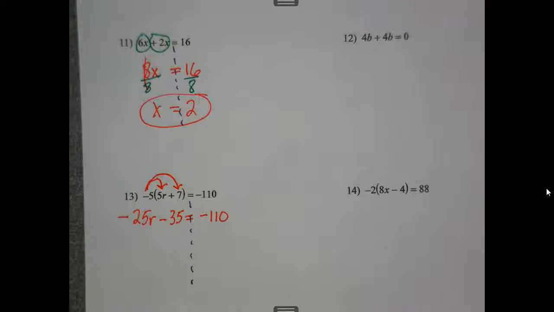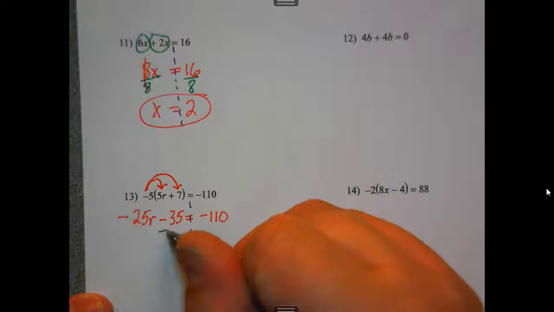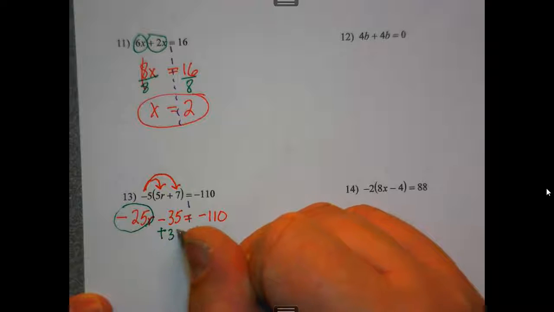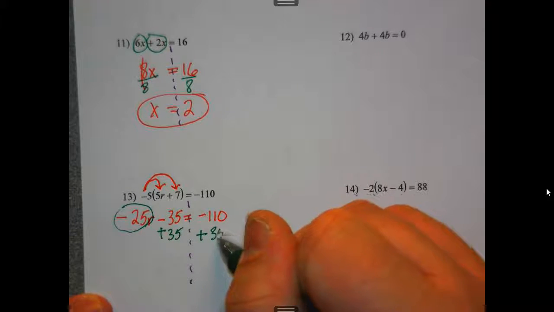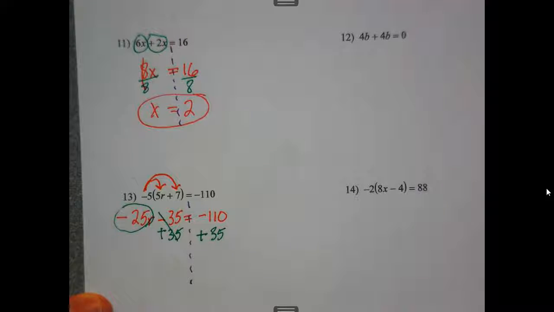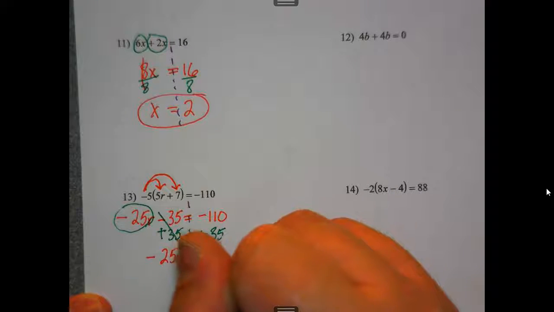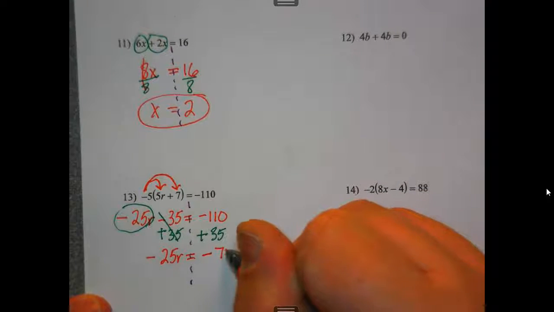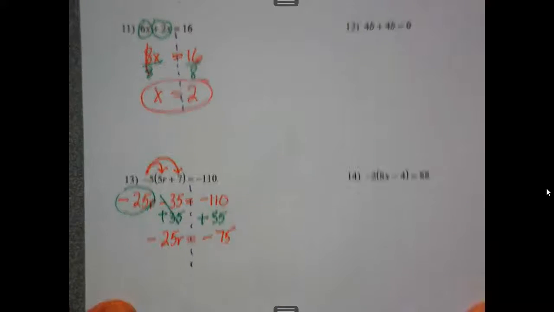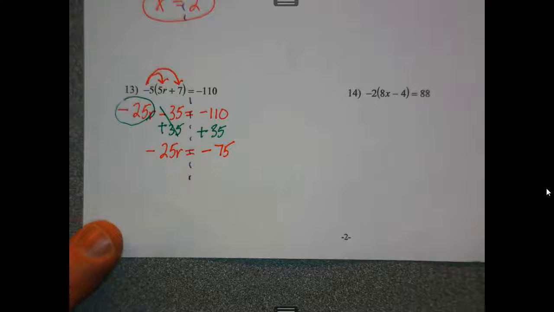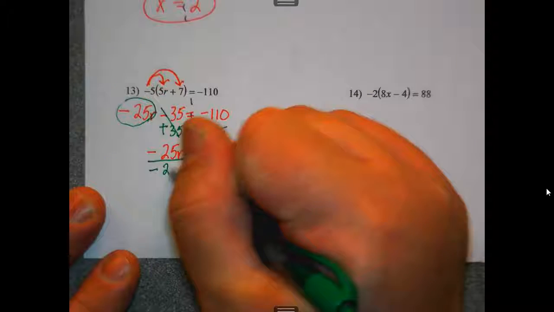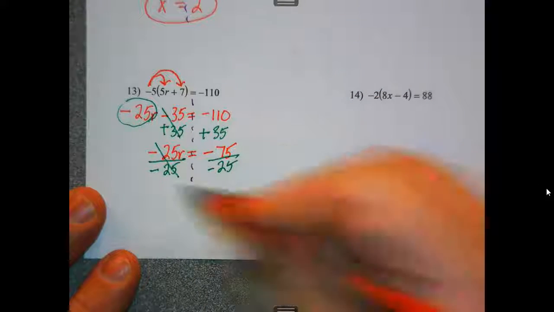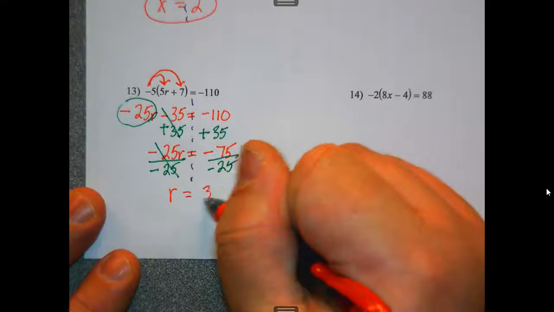See, nothing to combine. I'm going to get this variable term by itself, so I'm going to add 35 to both sides. I get negative 25r equals negative 75. Divide by the coefficient, negative 25. I get r equals 3.